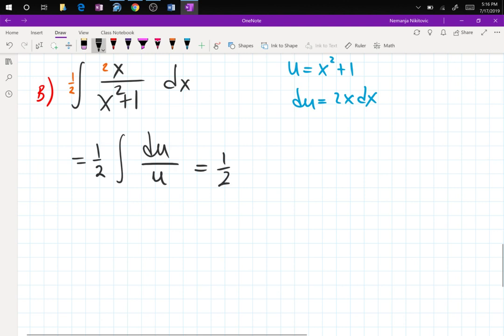All right, so 1/2 ln absolute u plus c, which is 1/2 ln of absolute. Now, I don't need absolute values. Why? I can just write x squared plus 1 in parentheses, and then plus c. If you write absolute value, you won't be wrong.